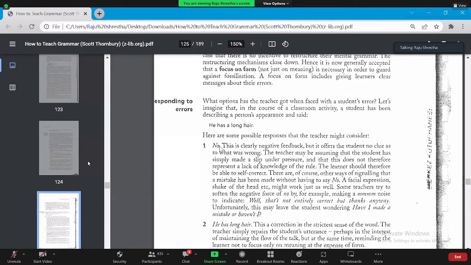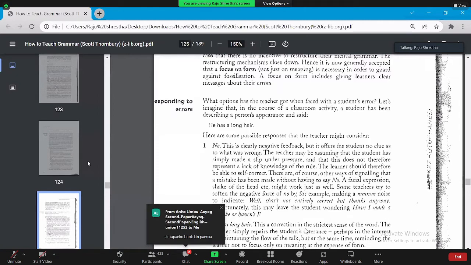"No, that's wrong." This is one technique of responding, giving negative feedback. Okay, one: negative feedback. "He has a long hair." "He has long hair." This is a correction.